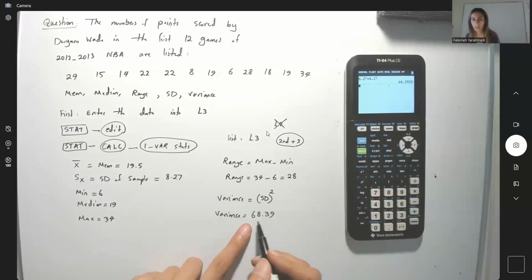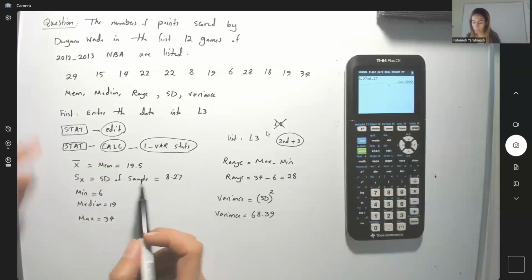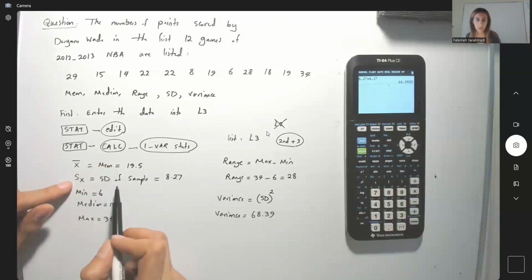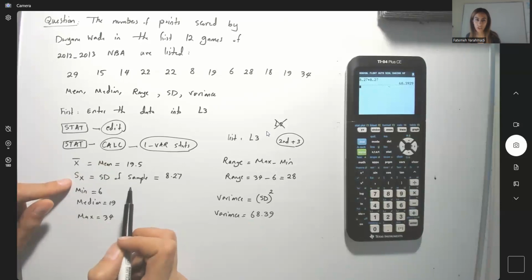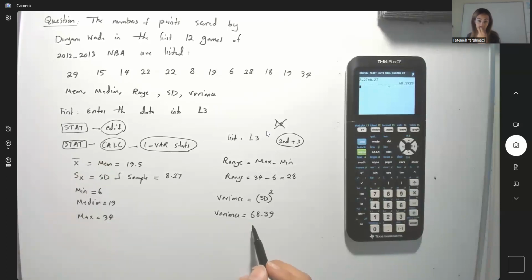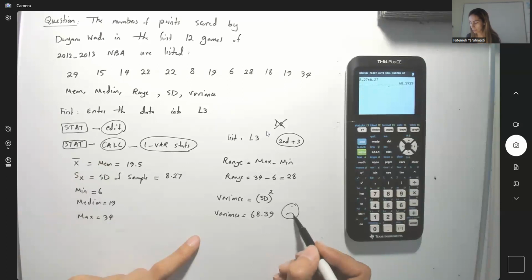The variance is not very useful. When it comes to calculating the measure of variability, we prefer the sample standard deviation or population standard deviation rather than the variance. It's not that preferred.